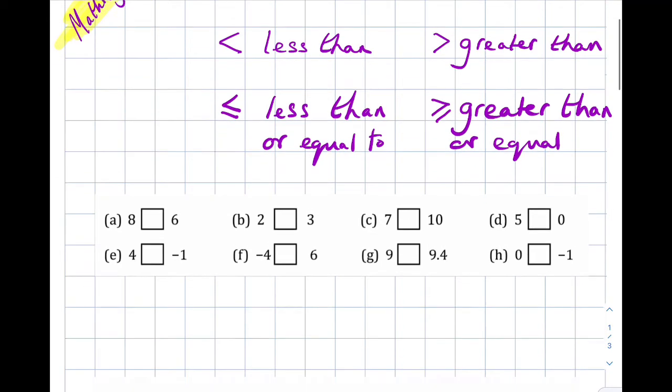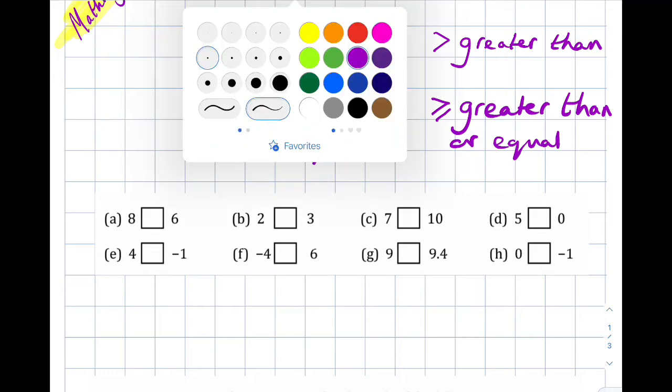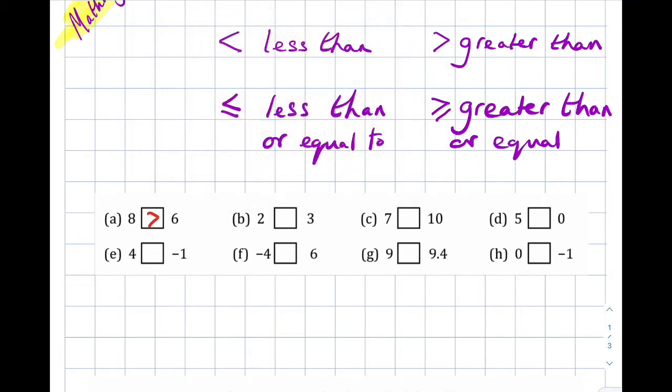So let's have a look at some examples. Here, the first one, we've got an 8 and a 6 on the right hand side. Simply reading from left to right, 8 is what compared to that 6? Well, 8 is greater than 6. 8 is bigger than 6. Let's have a look at part B. 2 is what when you compare it to the 3? 2 is less than 3. The next one, 7. Compare that to the 10. 7 is less than 10. So if it's pointing to the left, it's less than.